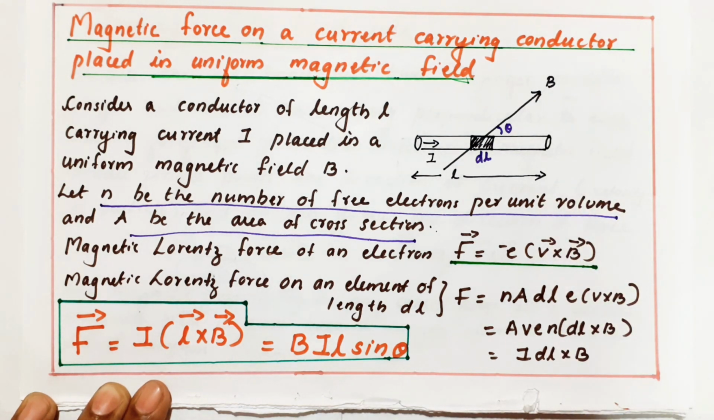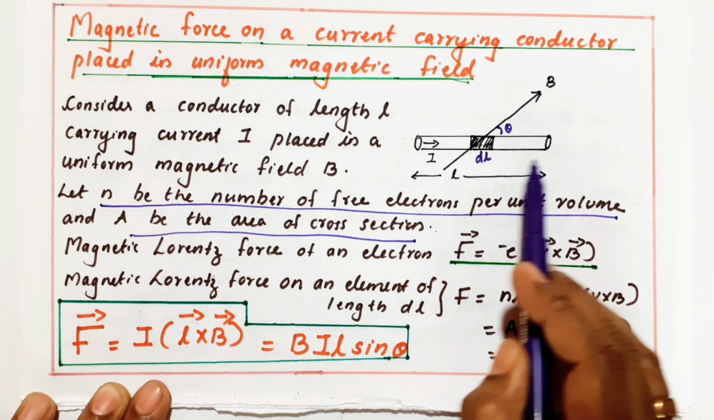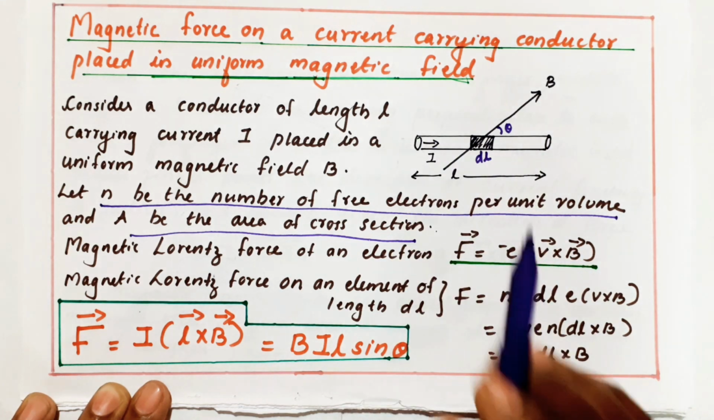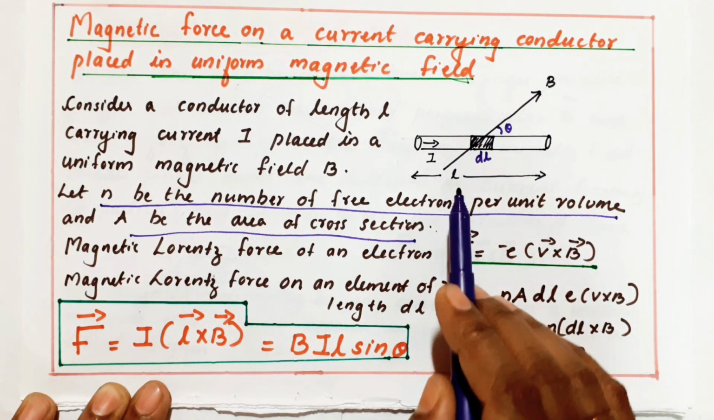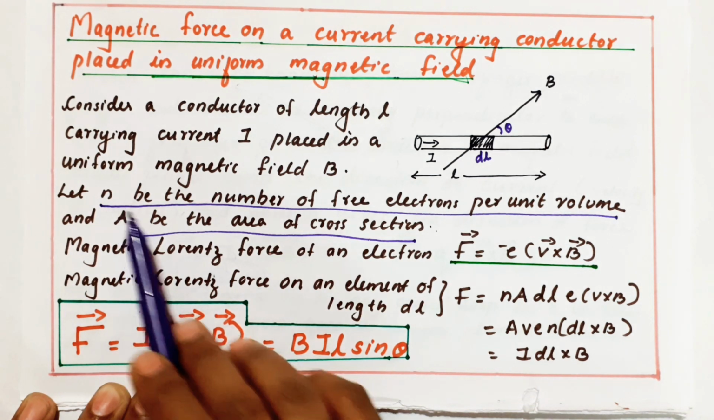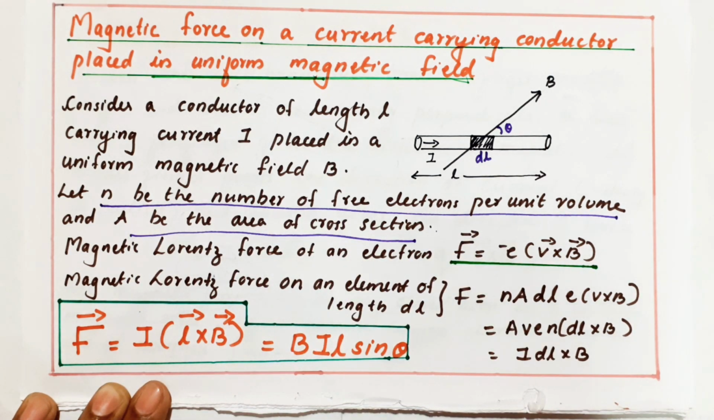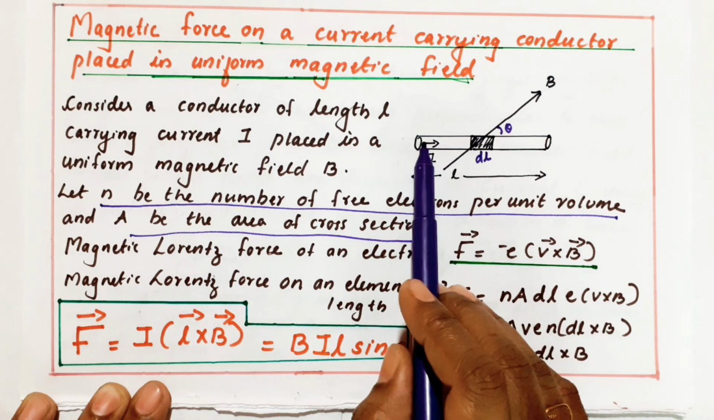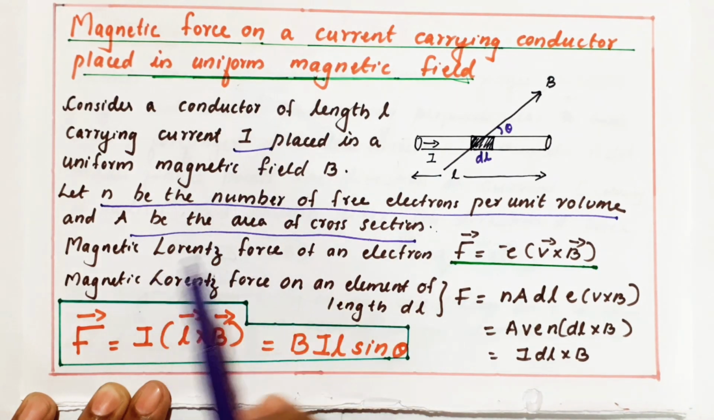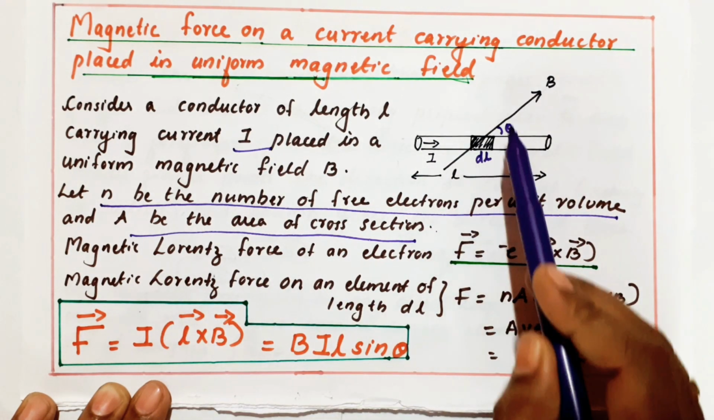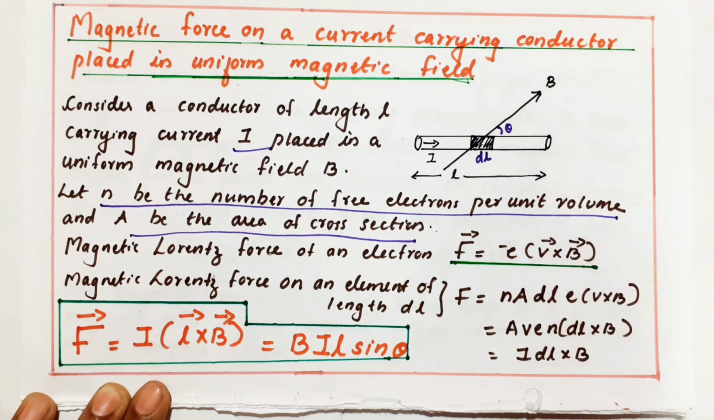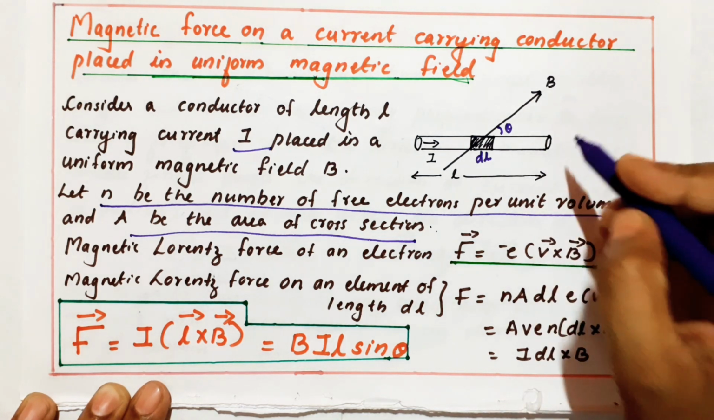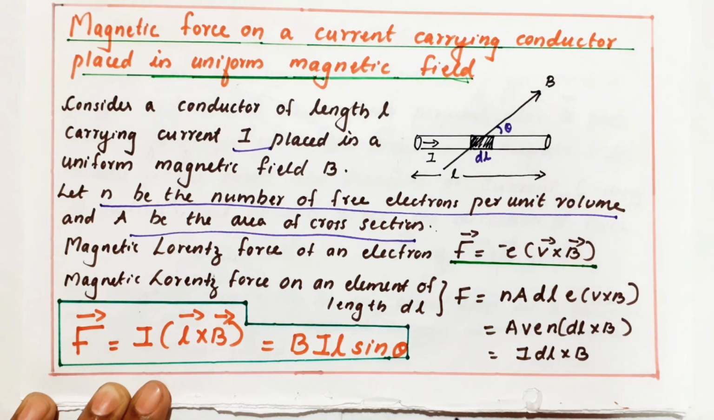Now, we need to find what is the force on this conductor. Clear? Conductor of length L, A is the area of cross section and n is the number of electrons per unit volume, and this conductor carries a current of I. The conductor is placed in a magnetic field and makes an angle theta. Our question is, what is the force on this conductor?